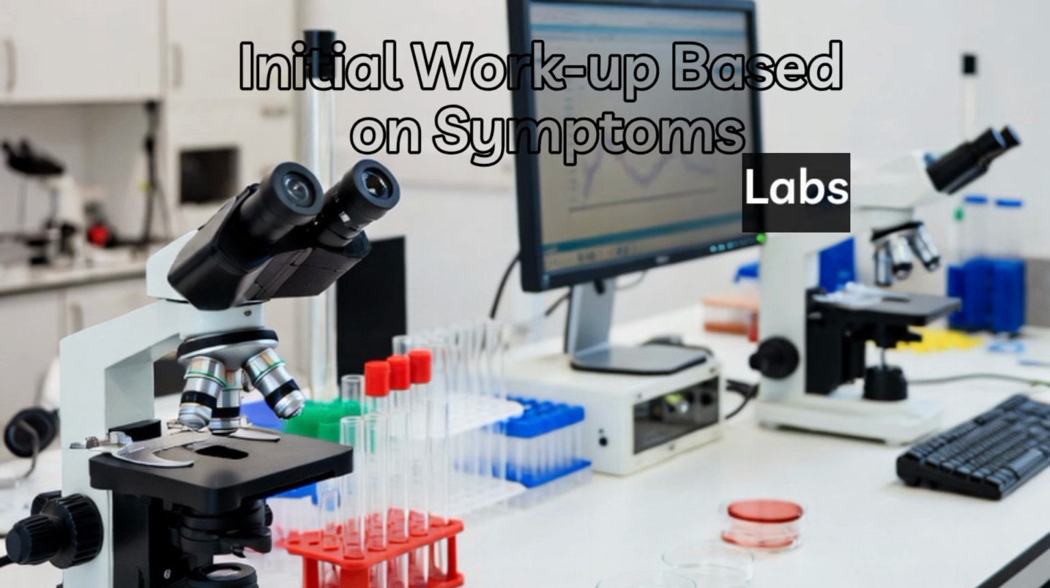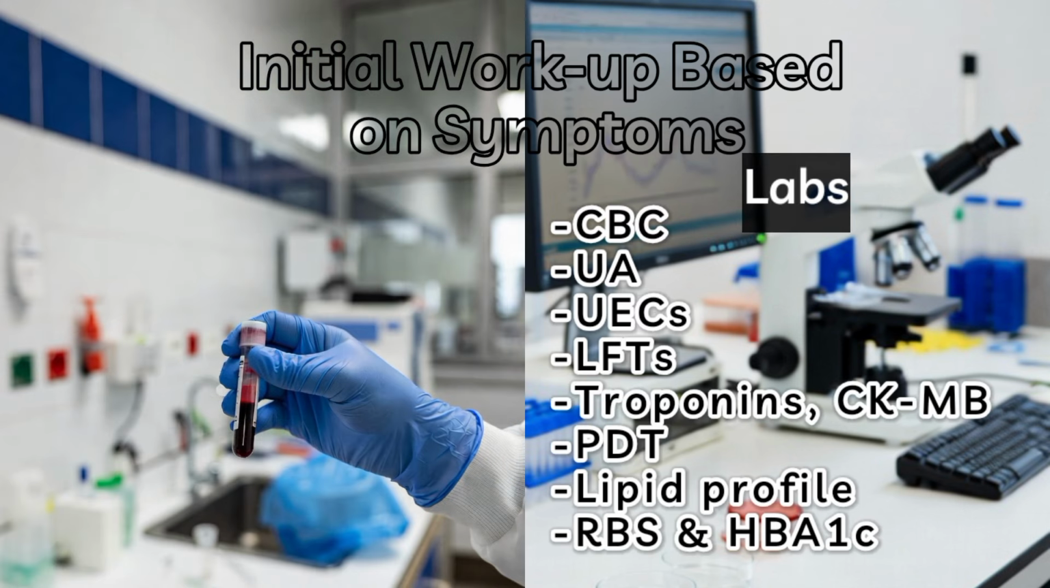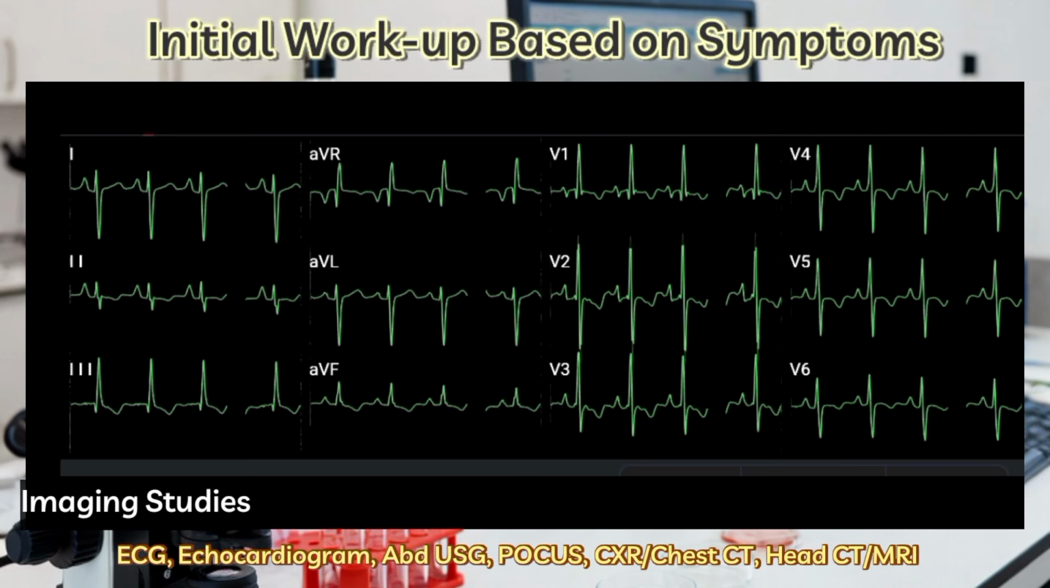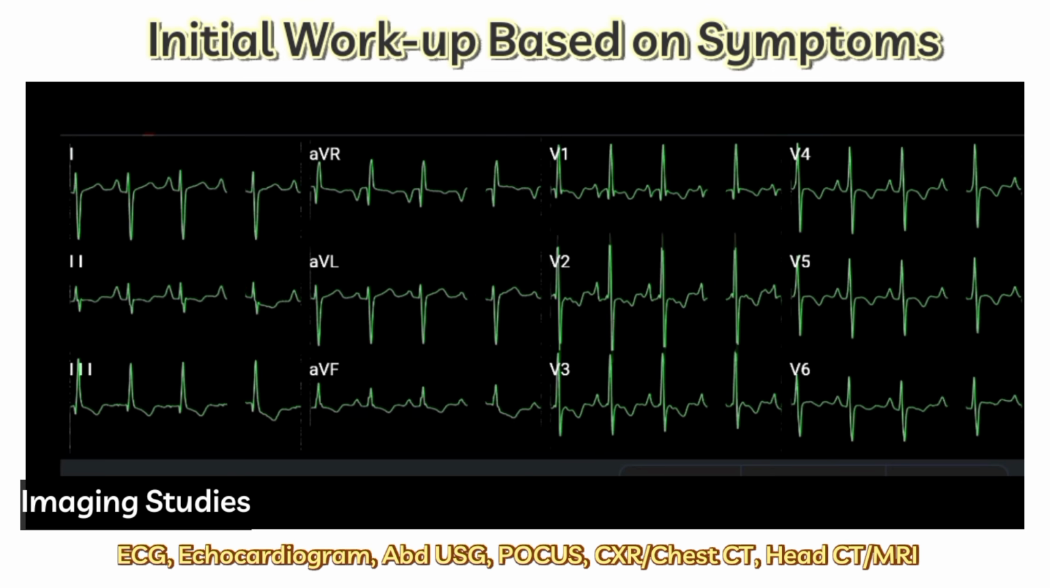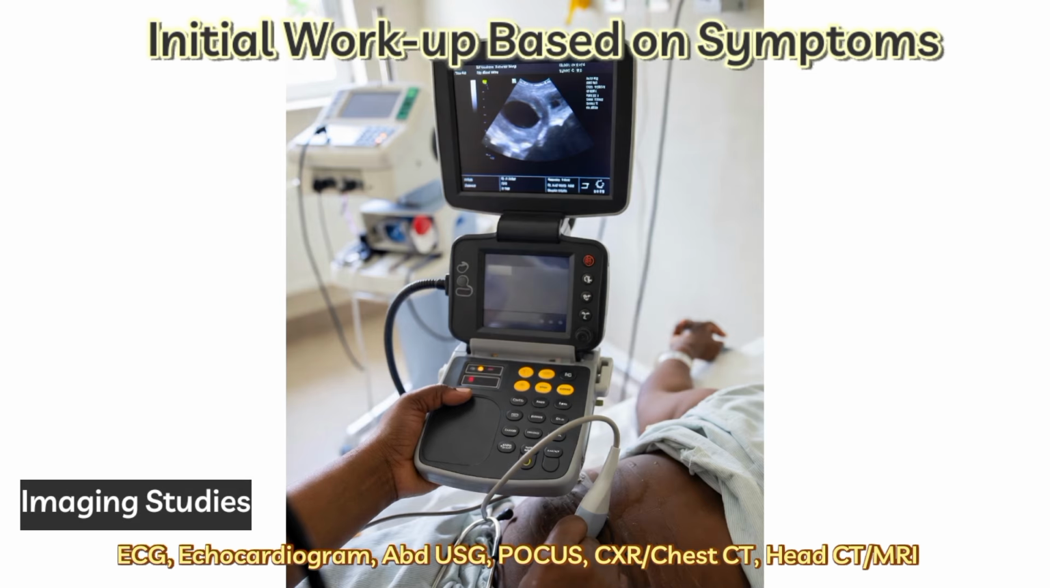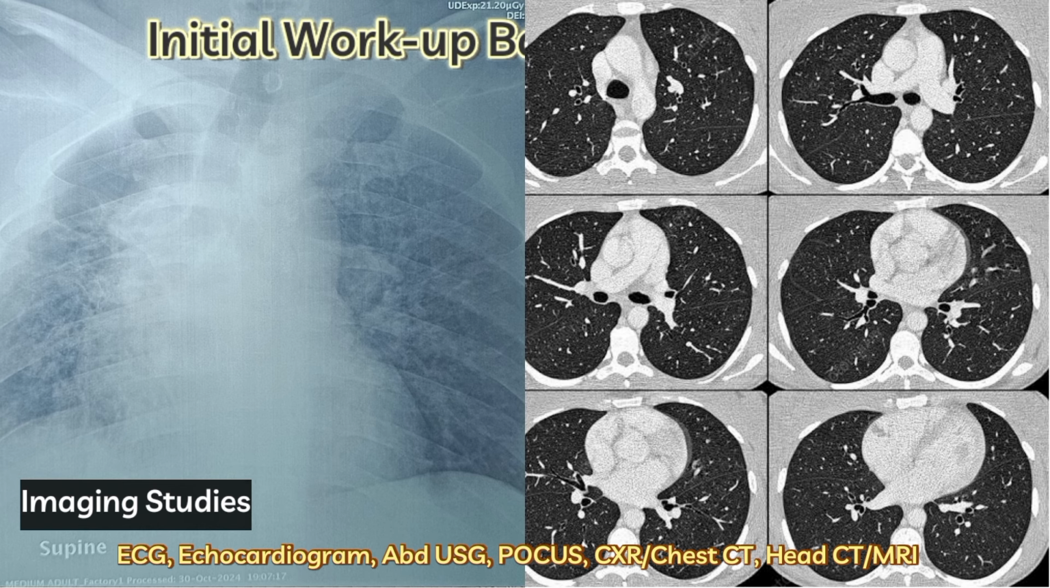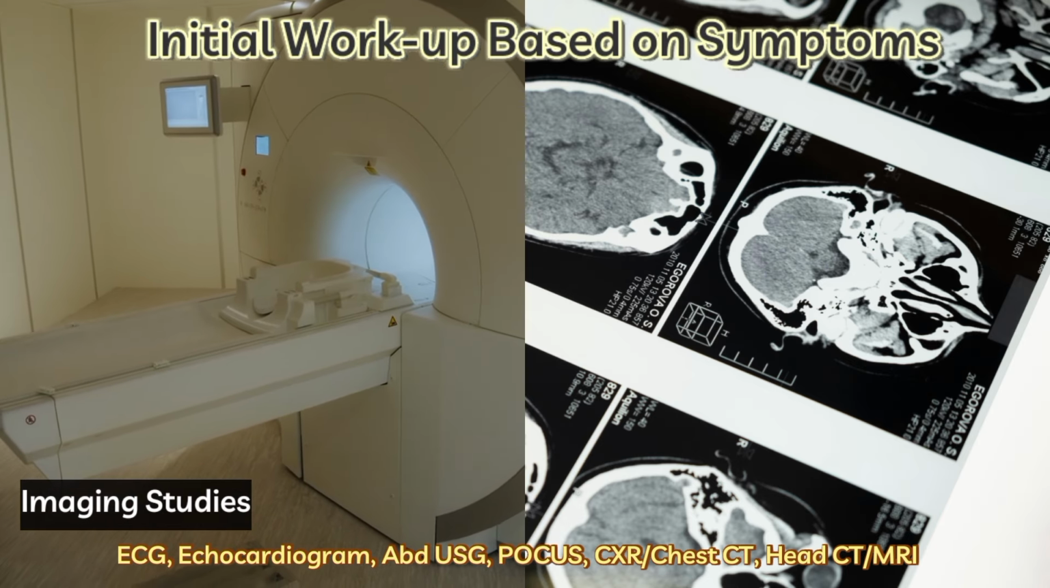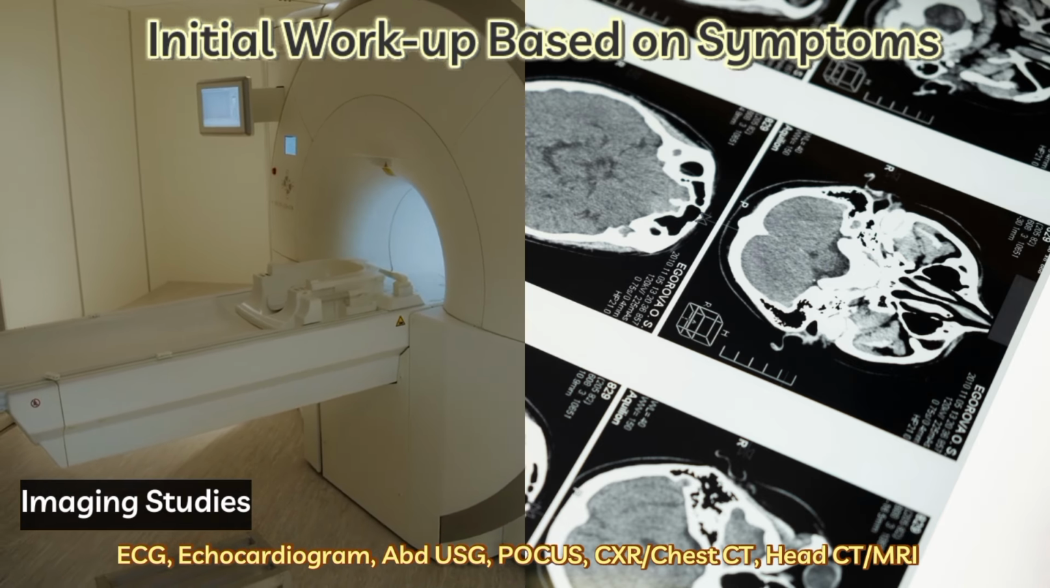For the initial workups based on patient symptoms, order lab tests like complete blood count, urinalysis, urea, electrolytes and creatinine levels, liver function test, troponins, creatinine kinase myocardial band test, pregnancy test, lipid profile, random blood sugar, and HbA1c. For the imaging studies, you can order the ECG, echocardiogram, abdominal ultrasound, point of care ultrasound, chest X-ray or chest CT scan, head CT scan, or brain MRI.